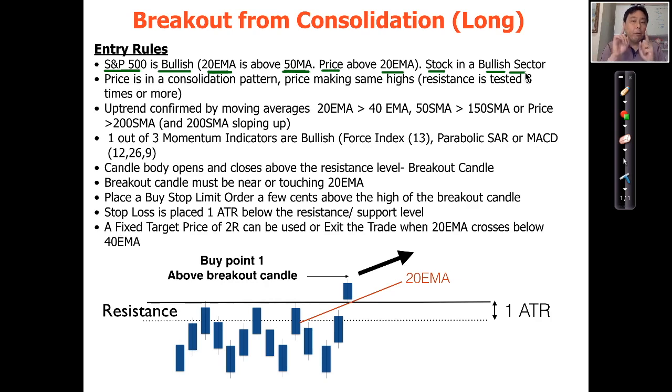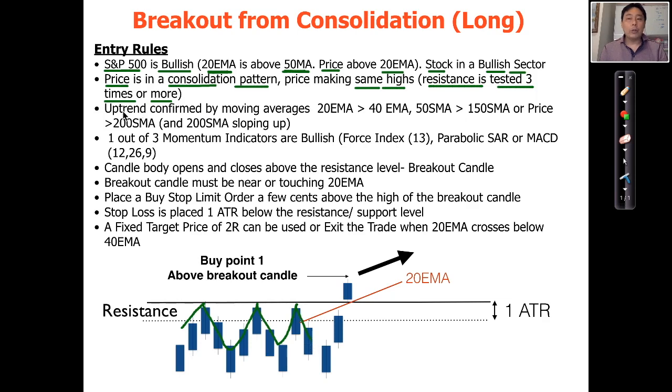Now, specifically for this strategy, we always want to ensure that the price is in a consolidation pattern. Again, I've mentioned before, it has to be making same highs, and resistance has been tested at least 3 times or more, right? So take a look at this graphic over here, right? It goes up test 1, test 2, and at least test 3.